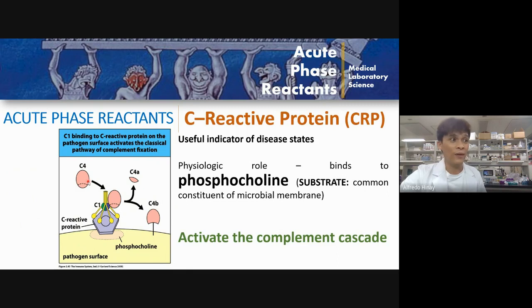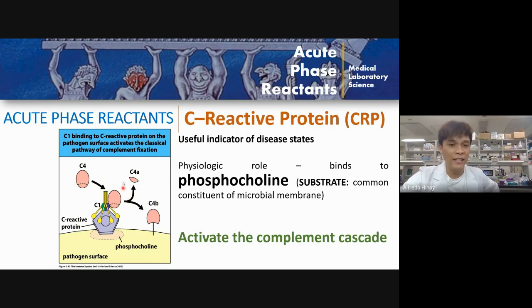Ayan, we will have a separate discussion on complement in class, but at least you have an idea. C1QRS is an enzyme that will degrade your C4, and your C4 will be divided into two: your C4A and your C4B. Your C4B will bind to the surface of your bacteria.